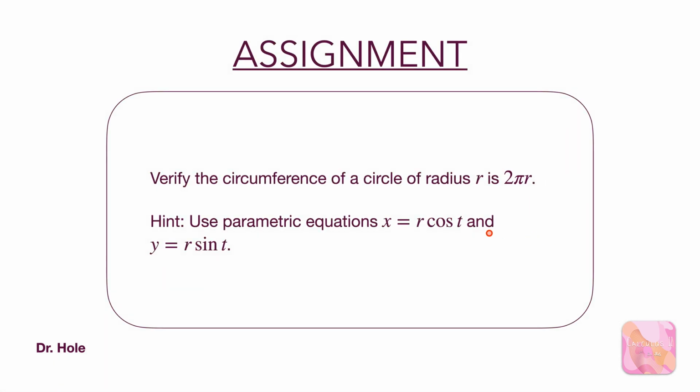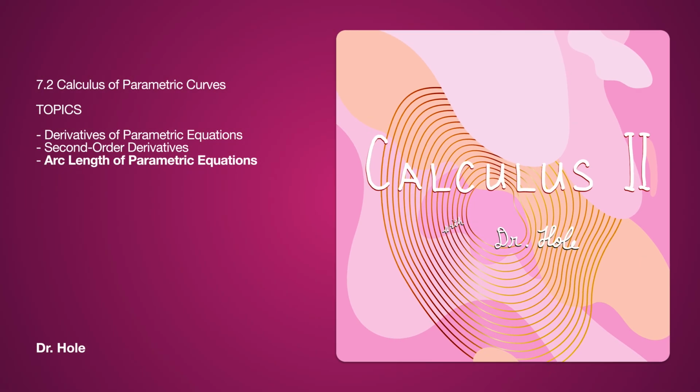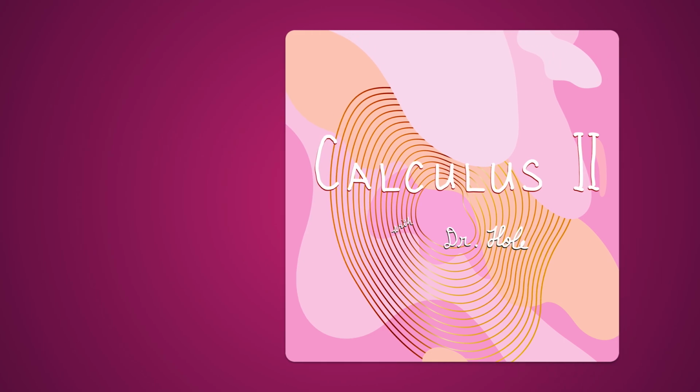Very good. So using that formula, confirm that the circumference of a circle of radius r is 2 pi r. And then assume, or use the hint that a circle of radius r is parameterized by x equals r cosine t, y equals r sine t. And then plug into the formula. Nice. That is a quick overview of arc length of parametric equations.